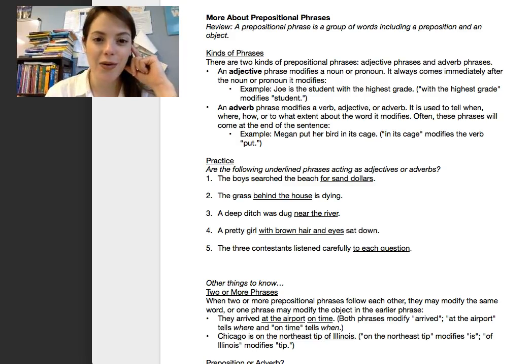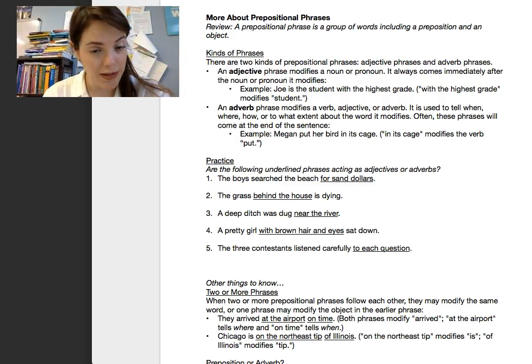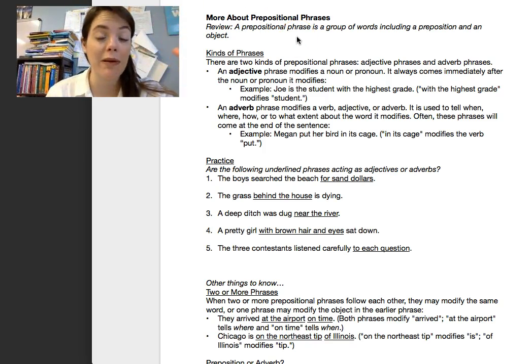Hey guys, so we've been talking about prepositions and identifying prepositional phrases. And remember, a prepositional phrase is a group of words that begins with my preposition and ends with my object. The object will usually be a noun or pronoun. Now, one thing to know about prepositional phrases is that there are actually two kinds.